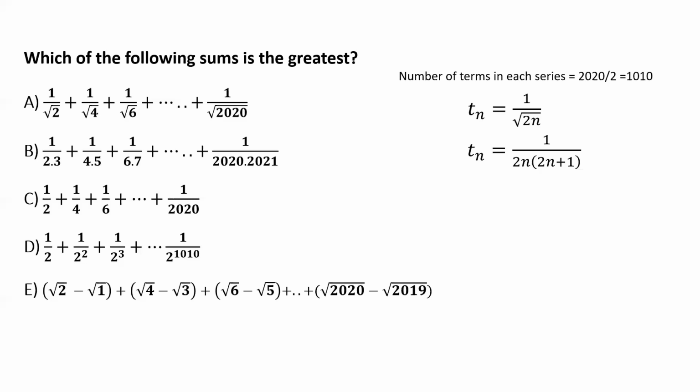Well, what about the sum given in option C? What's the nth term there? The nth term is simply 1 by 2n. Now if we compare the nth term in option C to the nth term in option A, which denominator is greater? Or rather, which denominator is smaller?